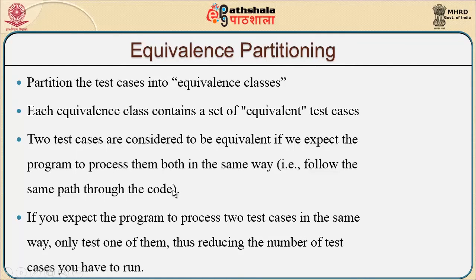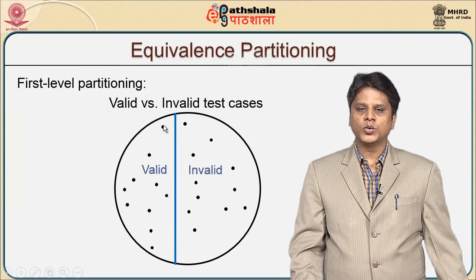With equivalence class partitioning, we initially divide the given set of inputs into a valid class and an invalid class. So, partition the test cases into equivalence classes as valid and invalid classes. Each equivalence class contains a set of equivalent test cases, and 2 test cases are considered equivalent if we expect the program to process both in the same way. And if you expect the program to process 2 test cases in the same way, perform the test on only one of them. Thus, reducing the number of test cases that you may have to run. So, this is the first level of partitioning that you will do.